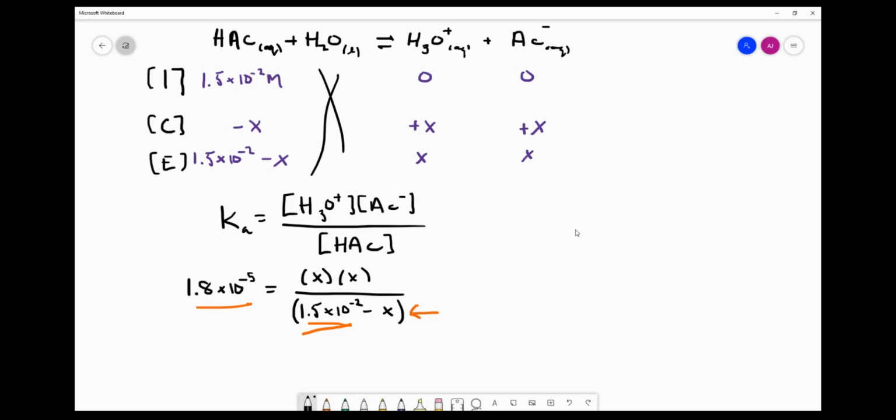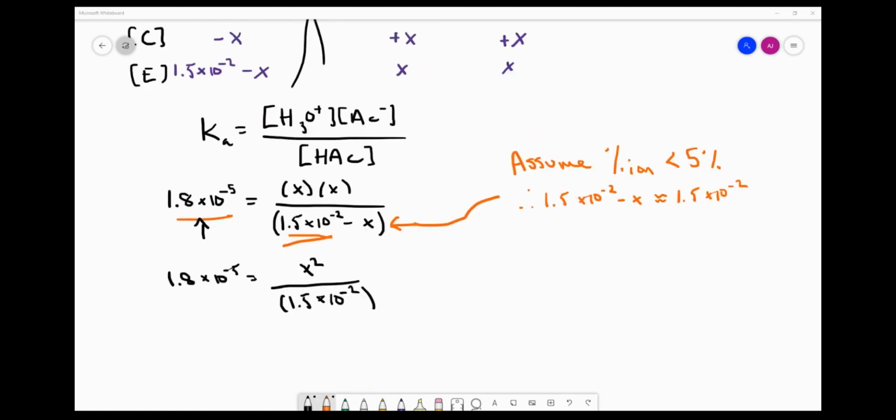generally if the initial concentration of the acid is a factor of 100 or more times greater than the Ka value, which I've underlined as well. So 10 to the power of 2 or greater. If you notice that difference, it is probably safe to make this assumption. So let's write this out formally.